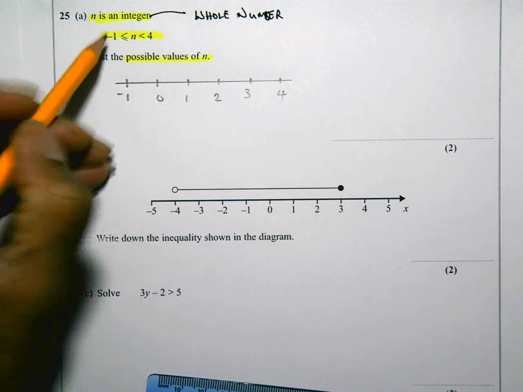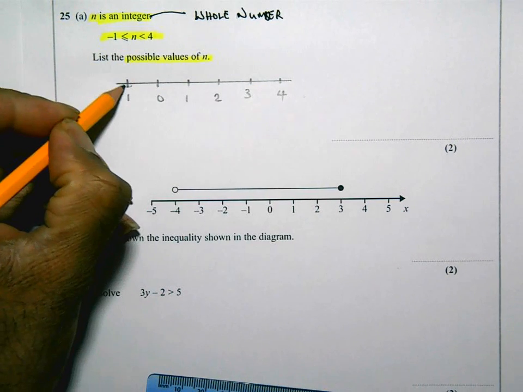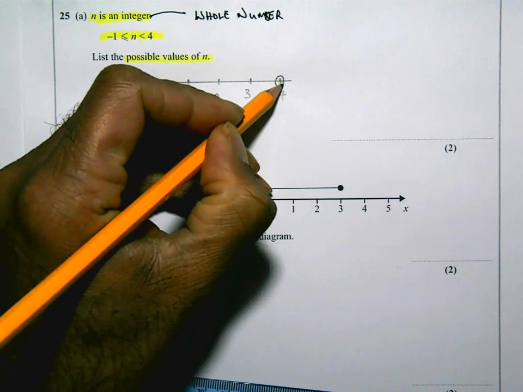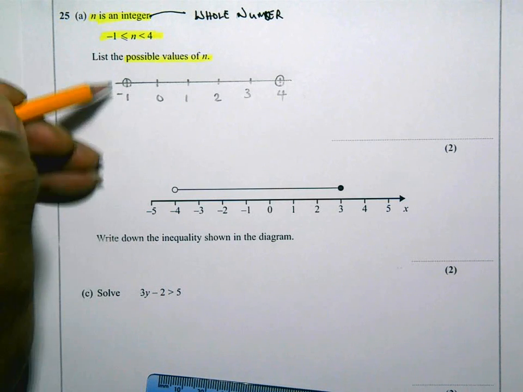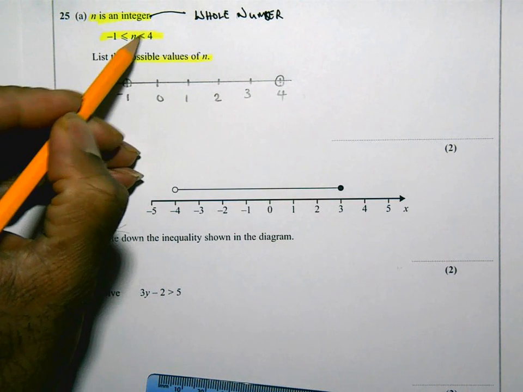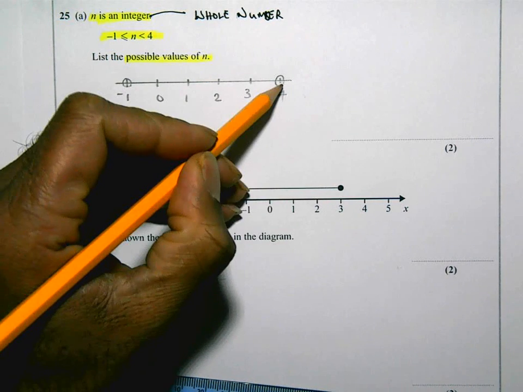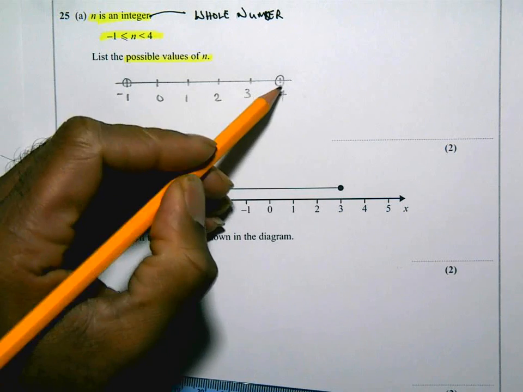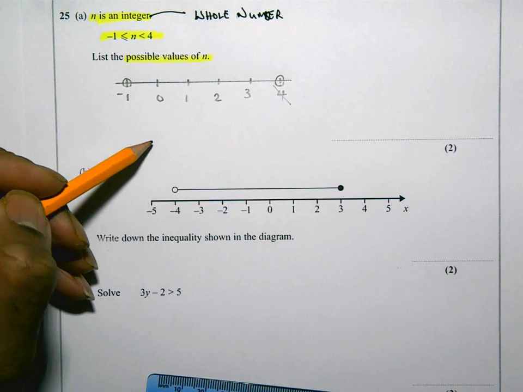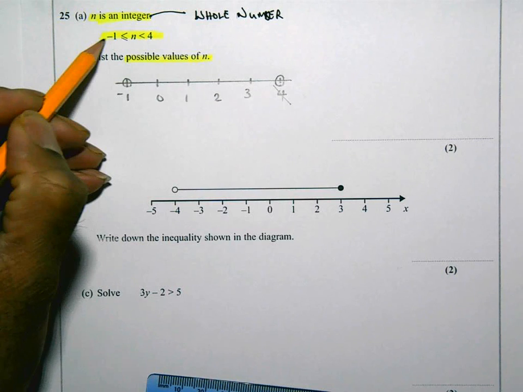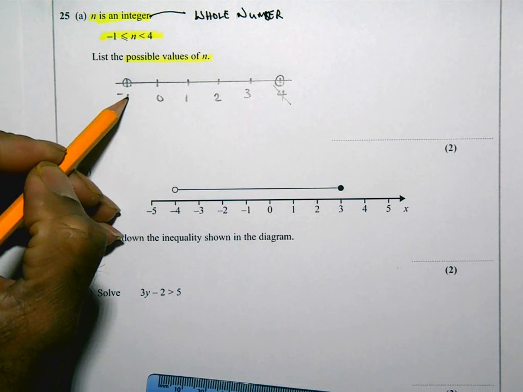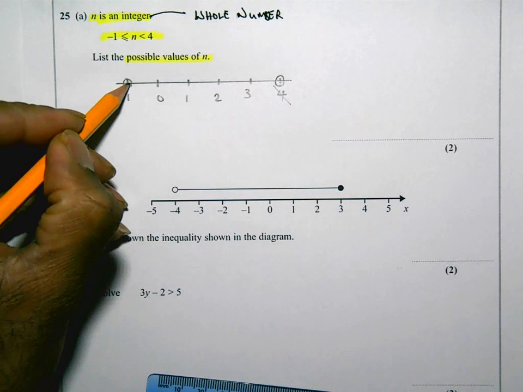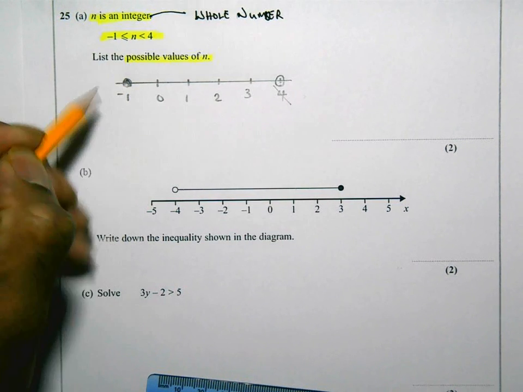And I'm going to mark in, so it goes from 1 all the way to 4. Now the reason why I've put circles there is it is essential that you do this, because this is less than 4. That means it can't be equal to 4. So I'm not going to color in the inside of this circle, and 4 is not going to be one of my answers. And it goes all the way to minus 1, which I put here, but minus 1 is less than or equal to n. So that means I could include minus 1 in my answer.